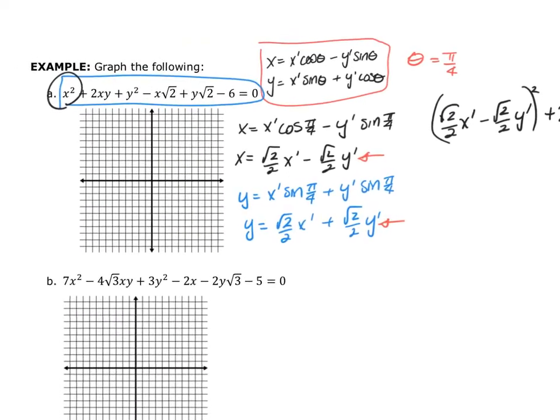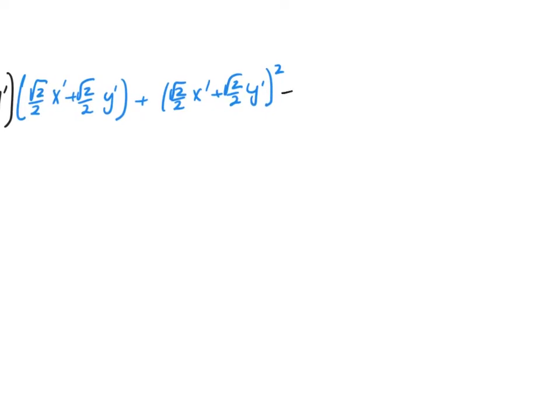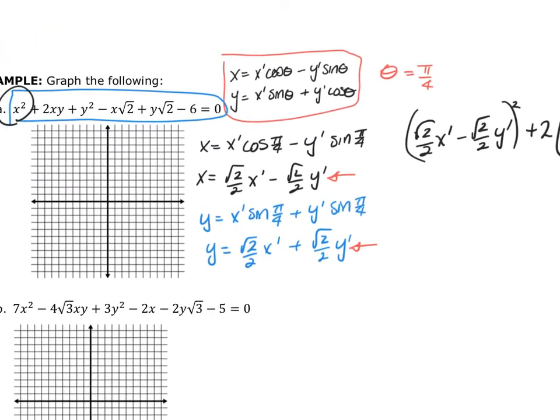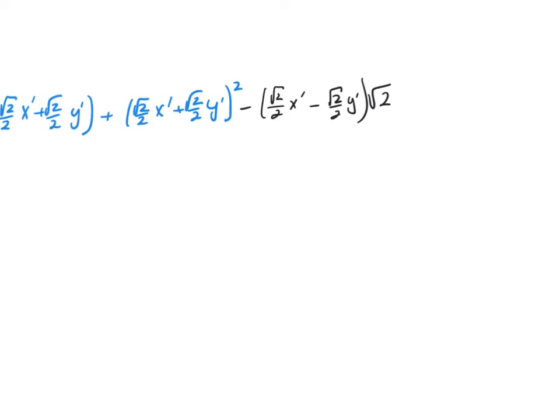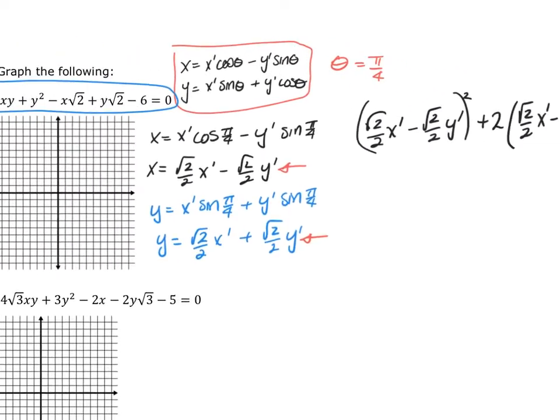The next term is negative x square root of 2. So minus x square root of 2. My x again was the square root of 2 over 2 x prime minus the square root of 2 over 2 y prime, times the square root of 2. My next term is y square root of 2. So plus square root of 2 over 2 x prime plus square root of 2 over 2 y prime, multiplied by the square root of 2. And don't worry, I will show it again, and then minus 6.